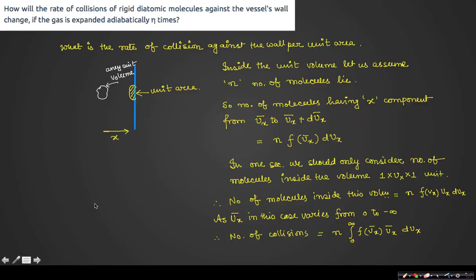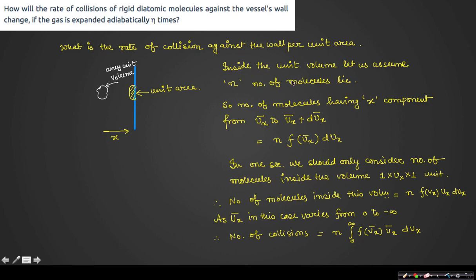So I have written lots of things here. You can understand from this diagram first. Suppose this is the vertical wall. I have taken a unit area and I have to find how many molecules are going to collide per second with that particular unit area. I have taken any unit volume present here, right? Any unit volume, and the derivation goes like this.